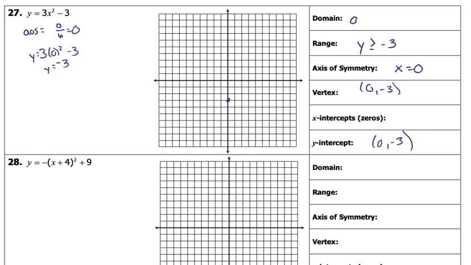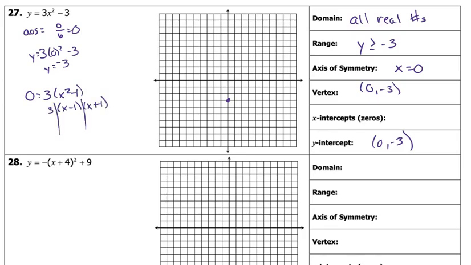I know that it's going to be y is greater than or equal to -3. I know that my domain is all real numbers, but I really kind of like to know what my solutions are so that I can get a decent looking graph here. So let's go ahead and factor this out. This would be 0 equals 3, and then if I factored out a 3, it'd be x squared minus 1. Difference of squares, so x minus 1 and x plus 1.